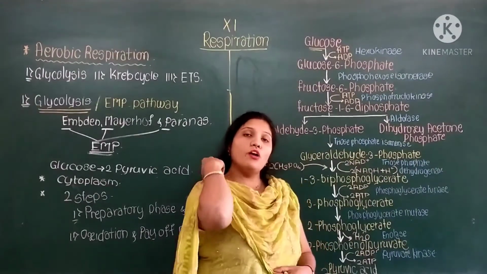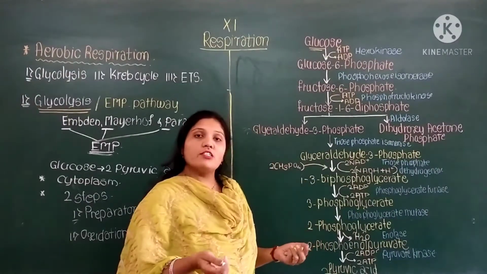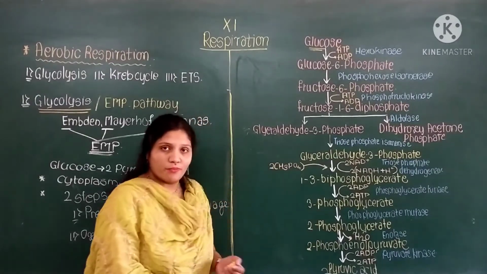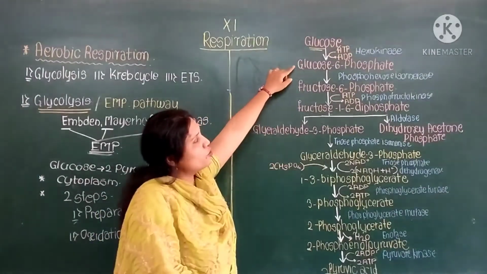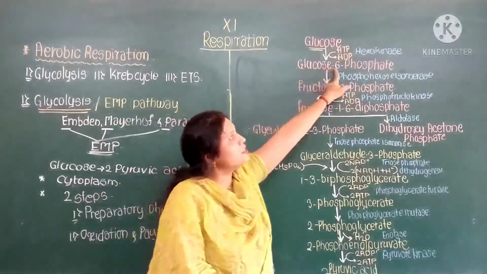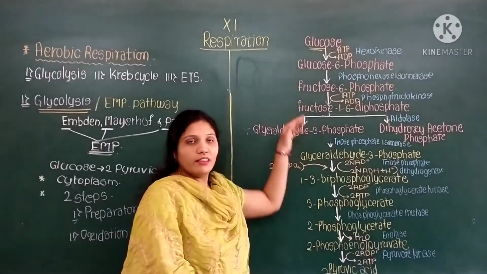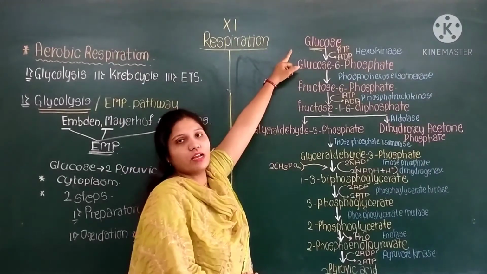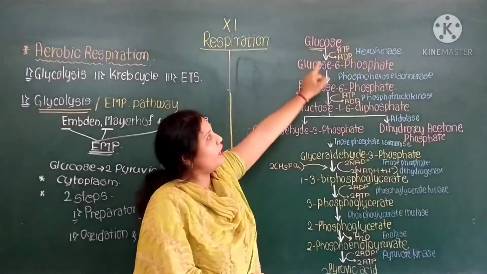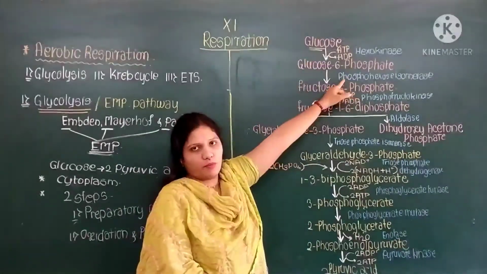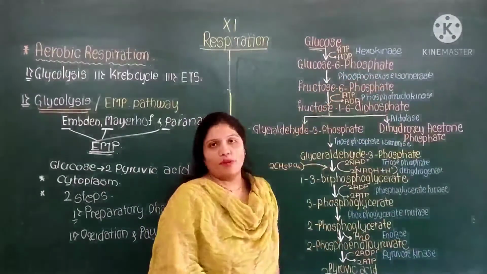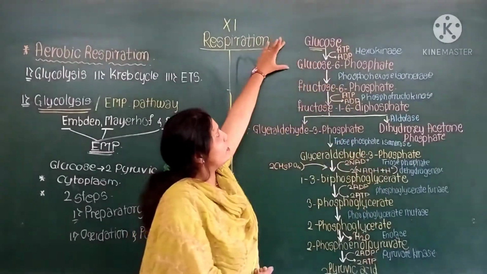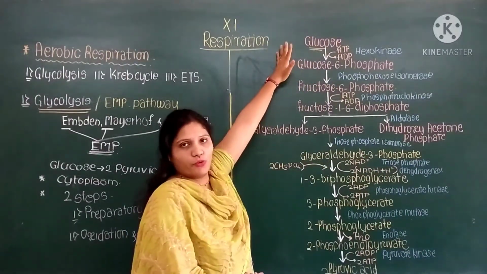Because the process is phosphorylation, and phosphorylation means addition of phosphate, the glucose molecule converts into glucose 6-phosphate. In the beginning, the phosphate group is attached to the first carbon in the glucose, but afterward it moves to the 6th carbon. So that's why it is known as glucose 6-phosphate. That first step is known as phosphorylation.